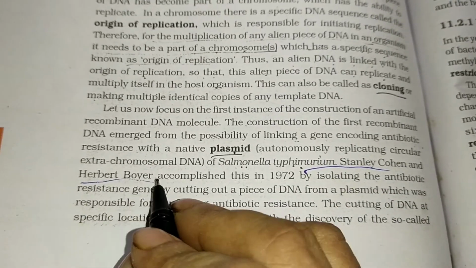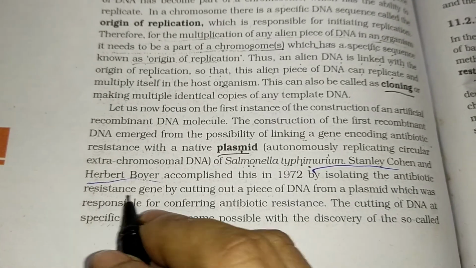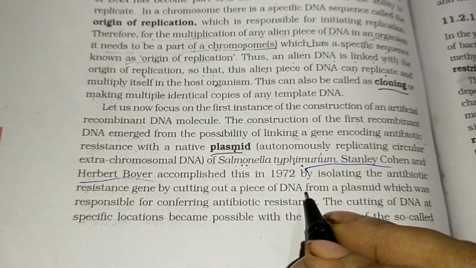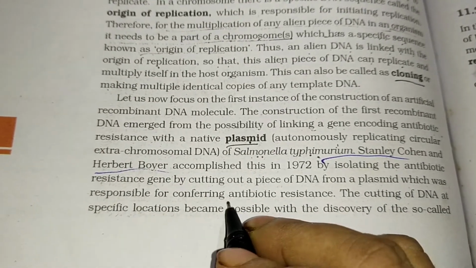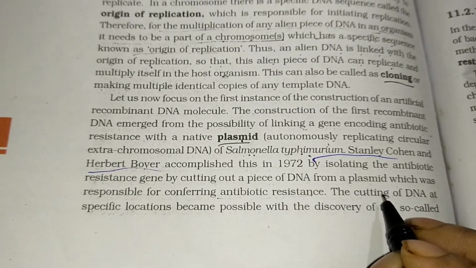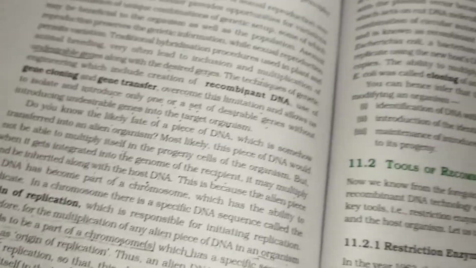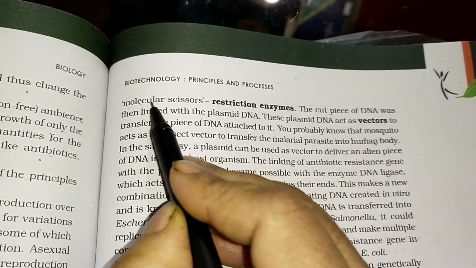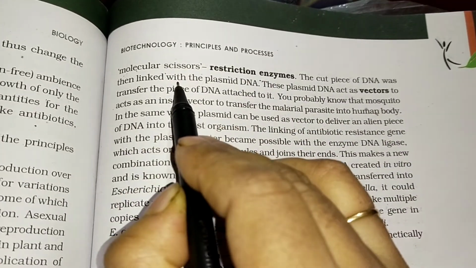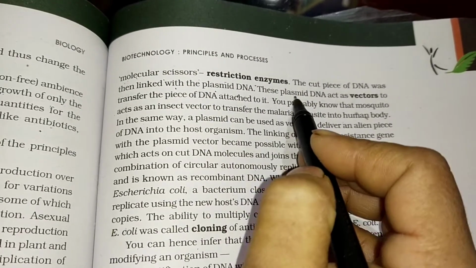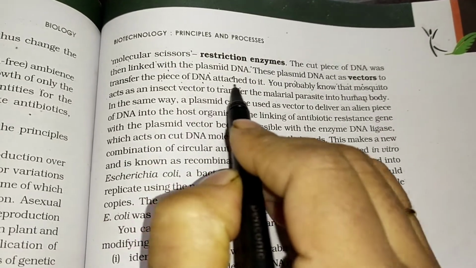Cohen and Herbert Boyer accomplished this in 1972 by isolating the antibiotic resistance gene, cutting out a piece of DNA from a plasmid which was responsible for conferring the antibiotic resistance. The cutting of DNA at specific locations became possible with the discovery of the so-called molecular scissor, that is restriction enzyme. The cut piece of DNA was then linked with the plasmid DNA. This plasmid DNA acts as a vector to transfer the piece of DNA attached to it.